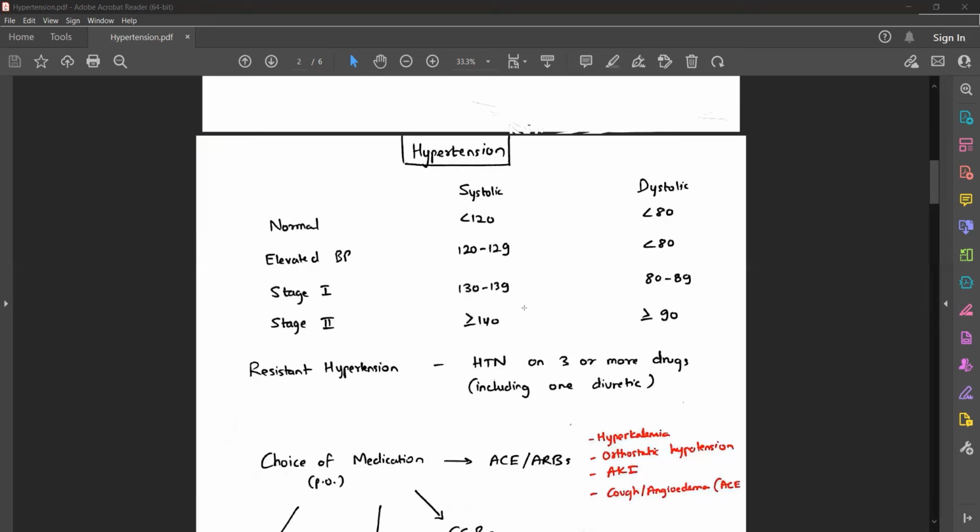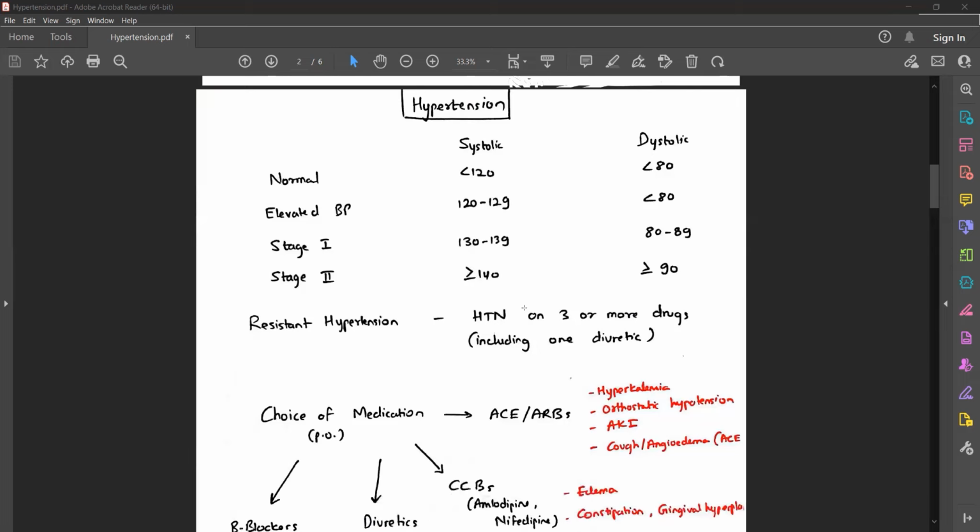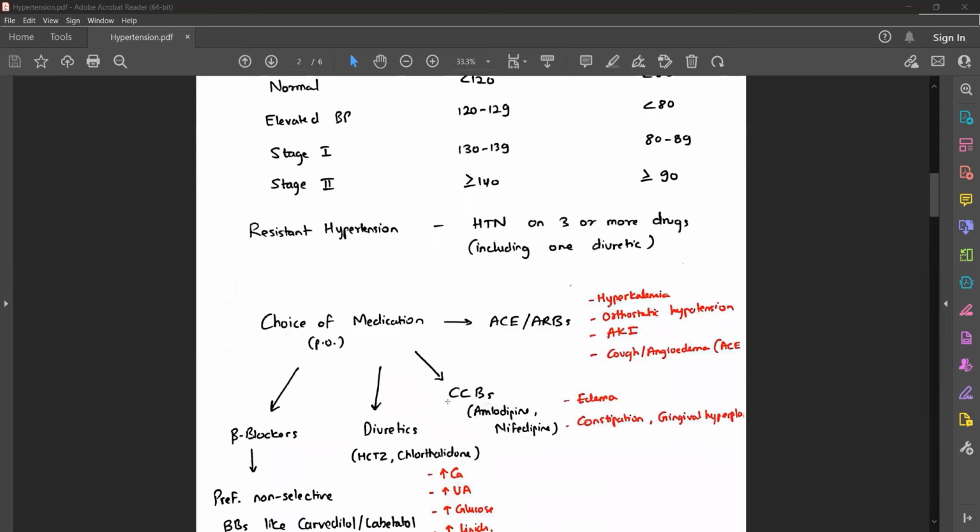Then resistant hypertension is the patient being hypertensive when they are taking three or more antihypertensive medications, including one diuretic. Now, before we discuss how we will manage the blood pressure in the outpatient setting, let's discuss what would be your goal. What would be your goal blood pressure for the patient and how low you want them to come down to. So that is going to change based on the patient having comorbidities or not.